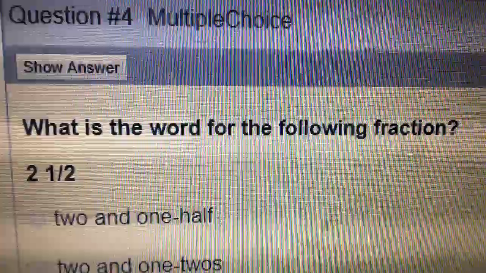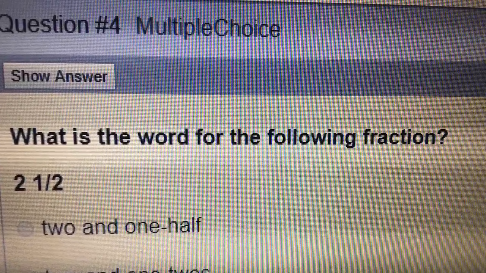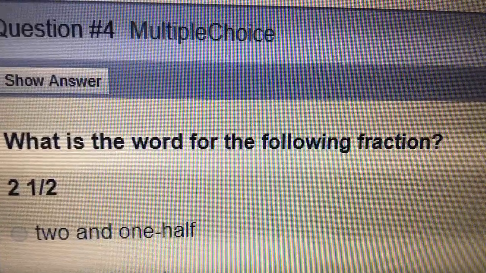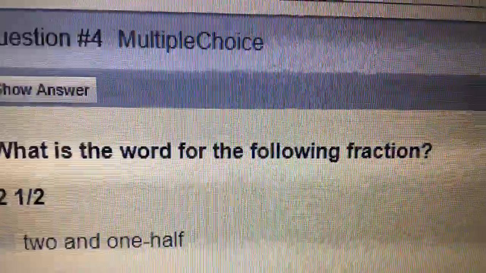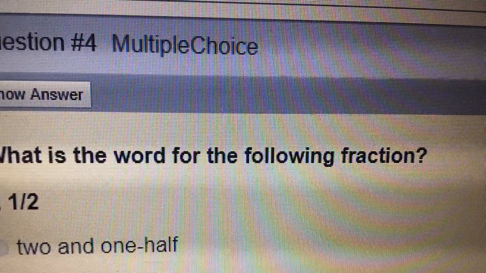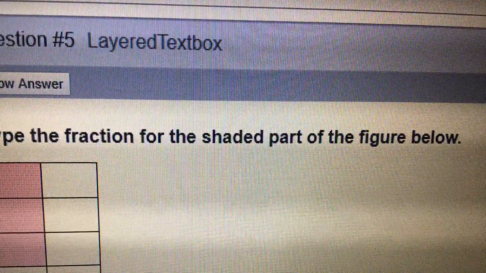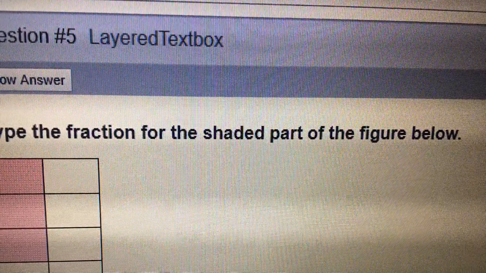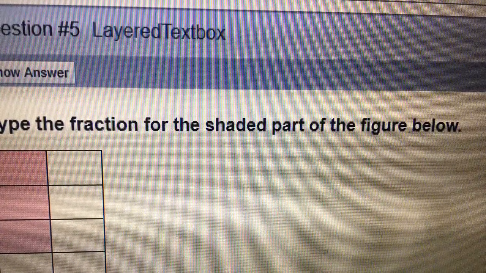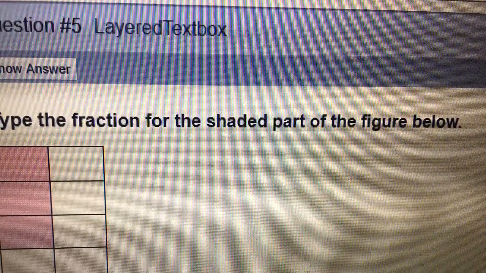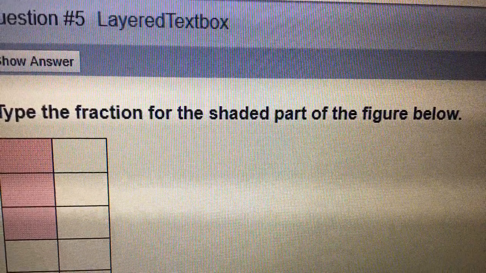Question 4. What is the word for the following fraction? 2 and 1/2. Question 5. Type the fraction for the shaded part of the figure below. So you're going to type the denominator in the bottom and the numerator in the top. The numerator is the shaded pink rectangles.